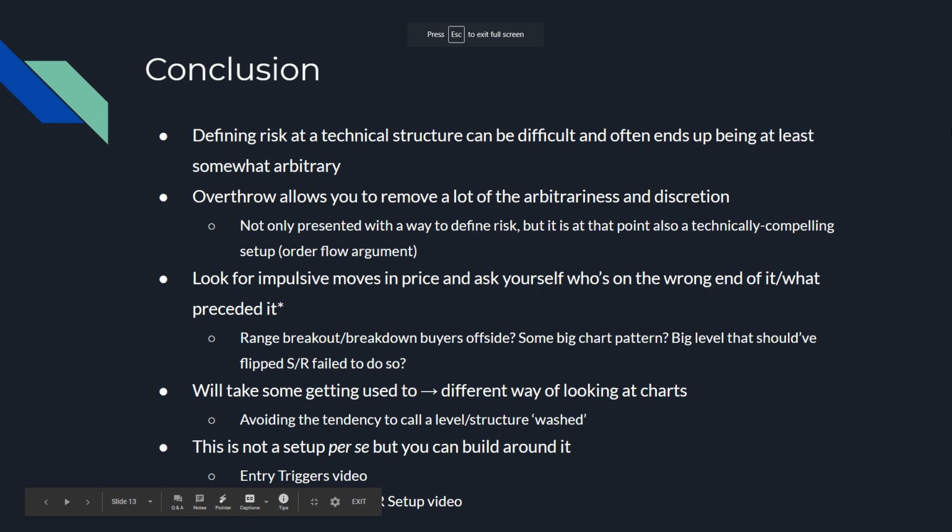Conclusion. Going back to square one, what we're essentially dealing with is that defining risk at a technical structure can be difficult and often ends up being at least somewhat arbitrary. That's the stuff we talked about: fixed percentages and putting a stop in a certain place to get a certain risk reward and all this other malarkey that we are not interested in as technical traders. Overthrow allows you to remove a lot of the arbitrariness and discretion, right?